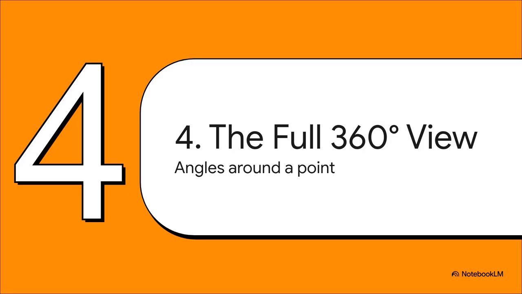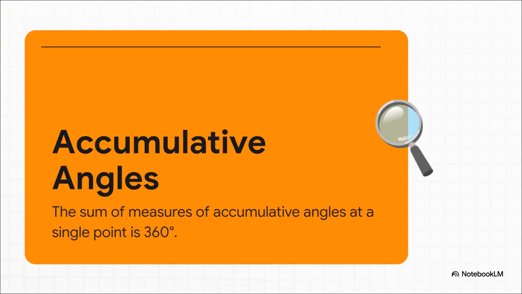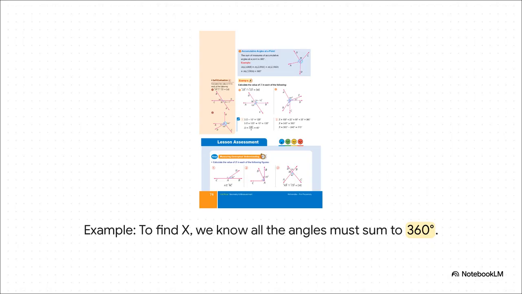So we've done 90-degree corners and 180-degree straight lines. Let's finish the picture by looking at what happens when you have a bunch of angles all meeting at one single point, making a full circle. You know how a full spin or a full circle is 360 degrees? Well, it's the exact same idea here. The rule is that all the angles that meet at a single point will always, every single time, add up to 360 degrees. And this rule is awesome because it can take a problem that looks really complicated and turn it into simple subtraction. All you have to do is add up the angles you already know, subtract that total from 360, and whatever is left over, well, that's your missing angle.